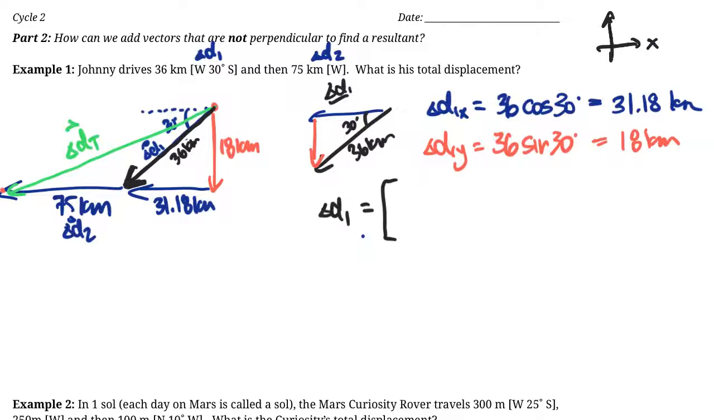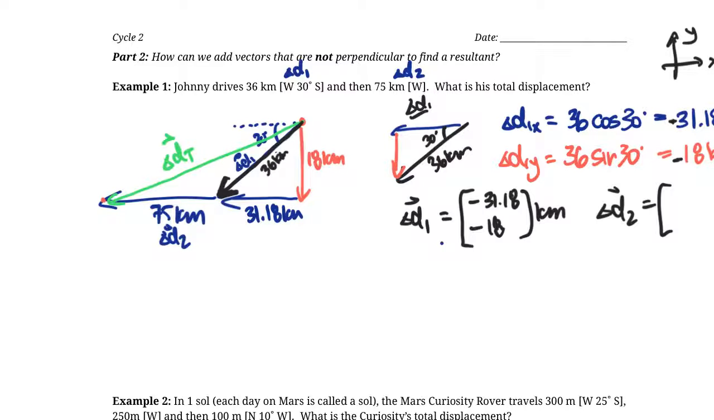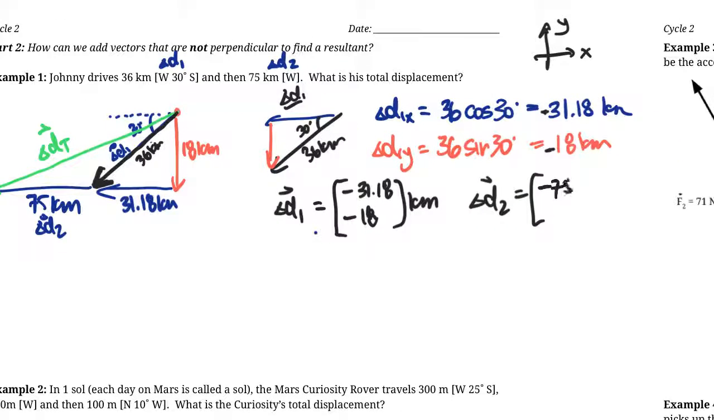So we'll call this positive x and we'll call that positive y as always. And if that's the case, both the x and the y are negative here because x goes to the left, y goes down. So anyways, our delta D1 we can express as having an x component of negative 31.18 and a y component of negative 18. And these are both kilometers. Our delta D2, if we wrote the components of that, well, it's only got an x component, and that's negative 75 kilometers. The y component is 0.